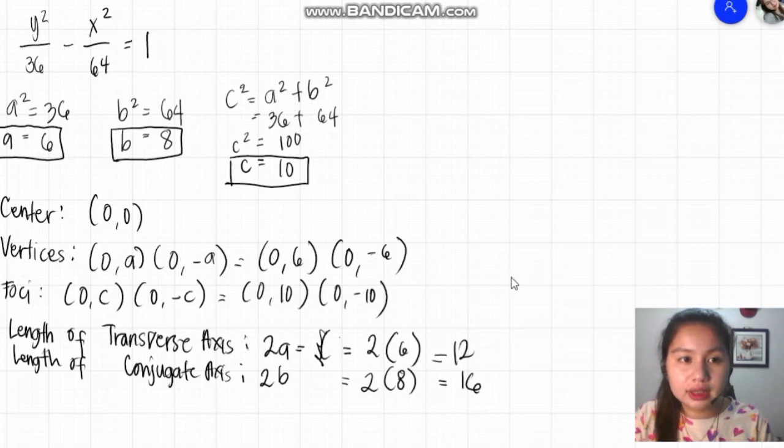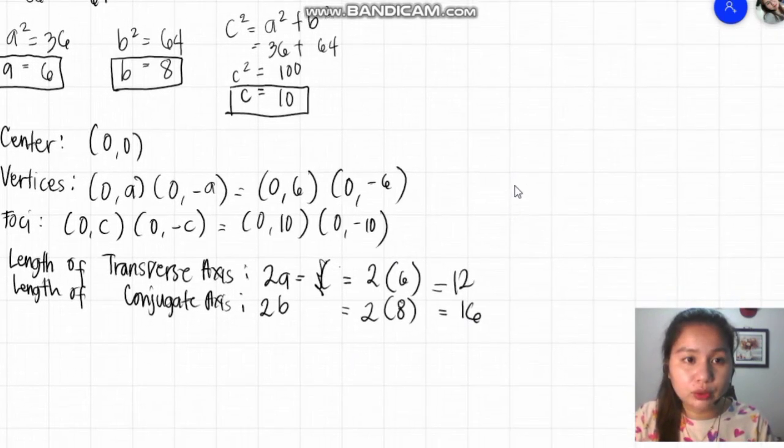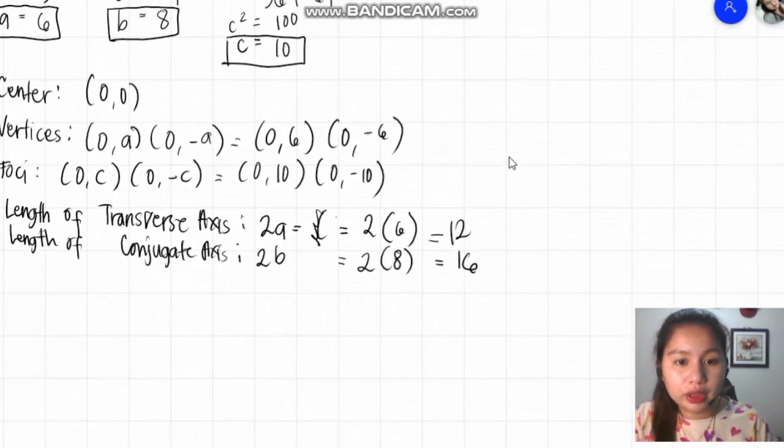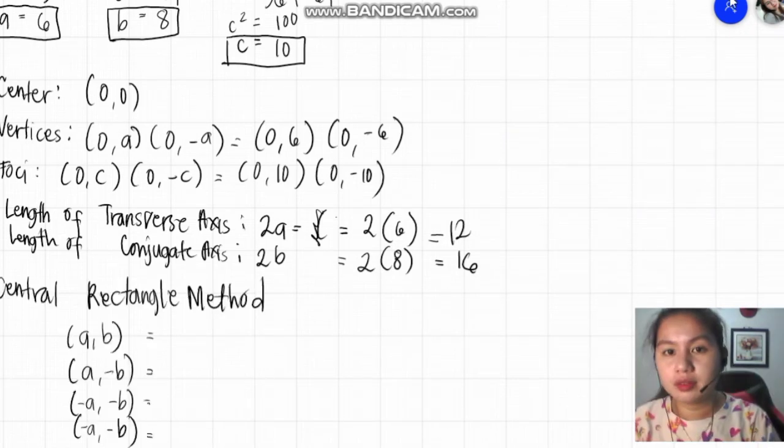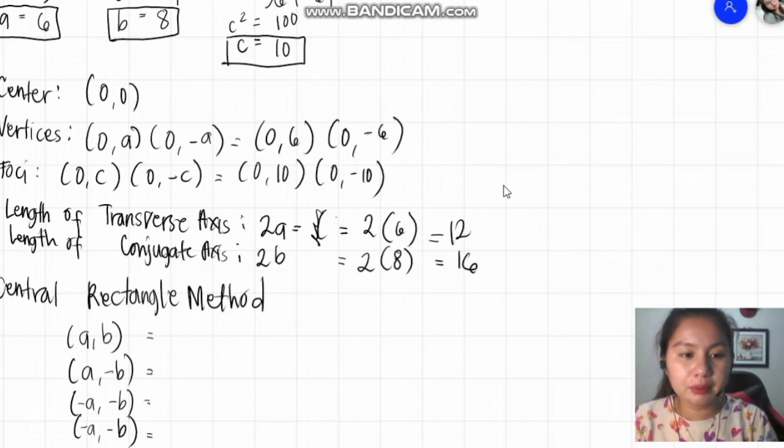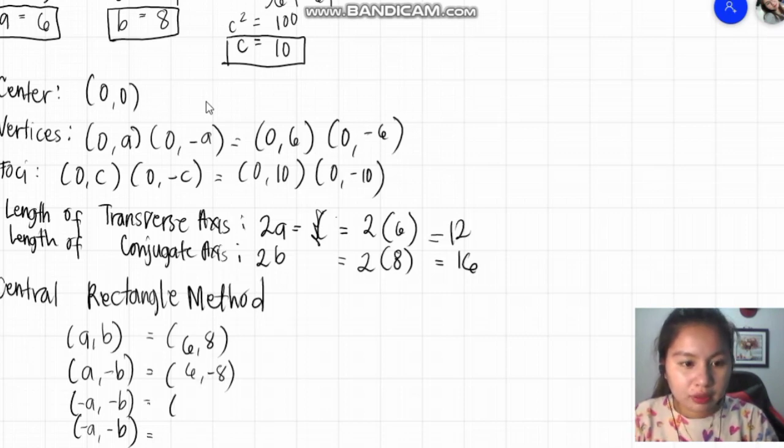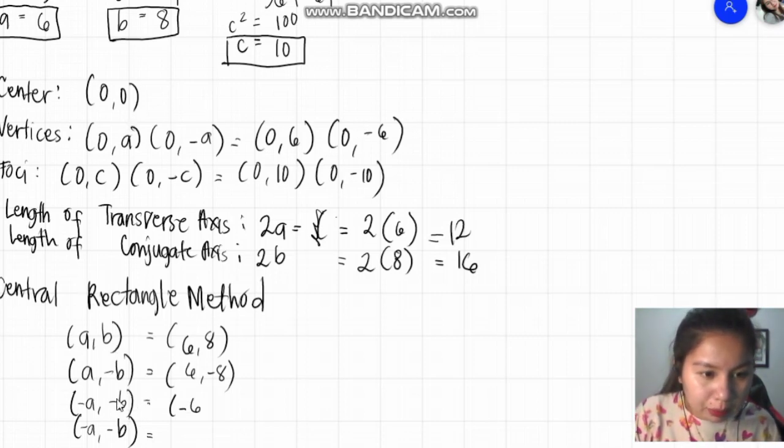So, next natin is the central rectangle method. Kukunin natin yung points ni central rectangle. Okay, so ilocate na natin si AB. Ang A natin ay 6, ang B natin ay 8. So, 6 and 8. And then we have A, negative B. Ang A natin ay 6, ang B natin ay negative 8. Ay, sorry. Ang negative lang pala dito ay si A.